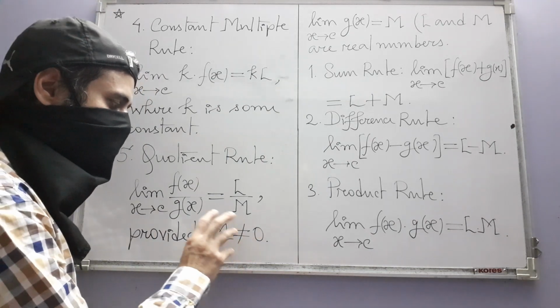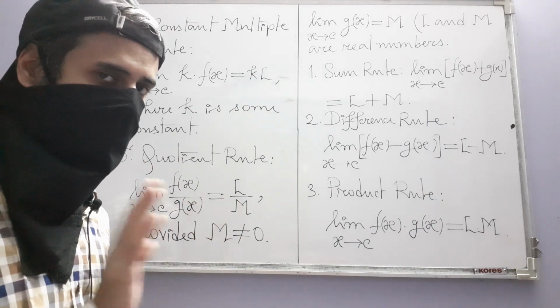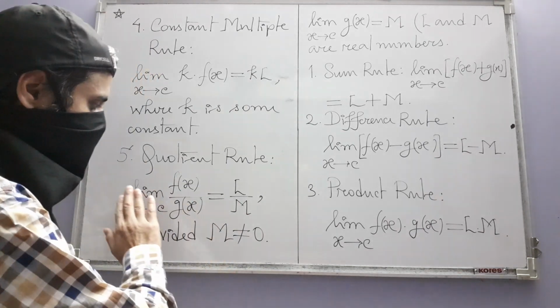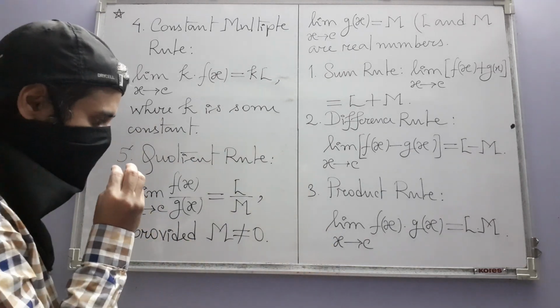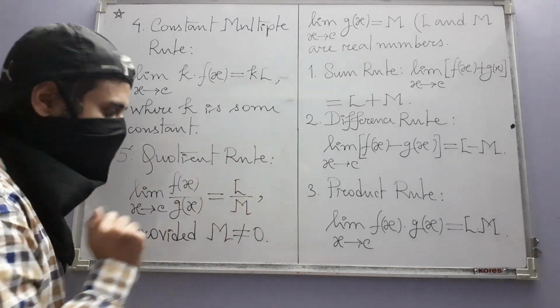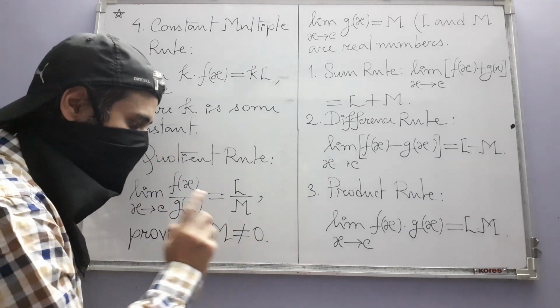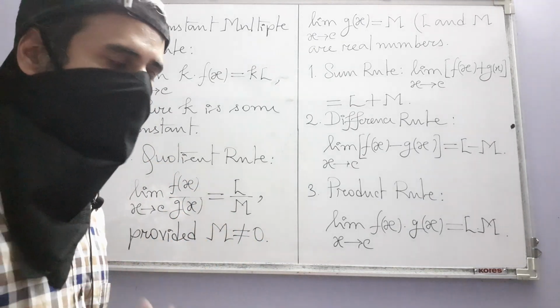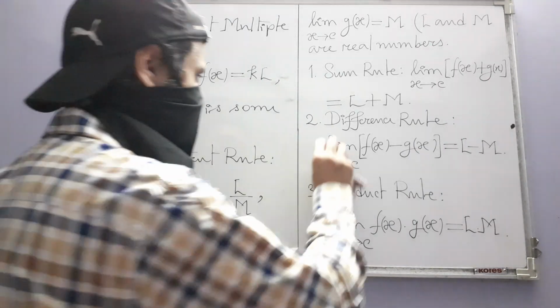All these things have something to do with the notion of continuity. We haven't got that yet. Okay, so let's just assume that this is all we need in order to apply the quotient rule. That is, what you just simply need is M to be non-zero. That's it. Okay, for now let's not make matters more complicated than this.